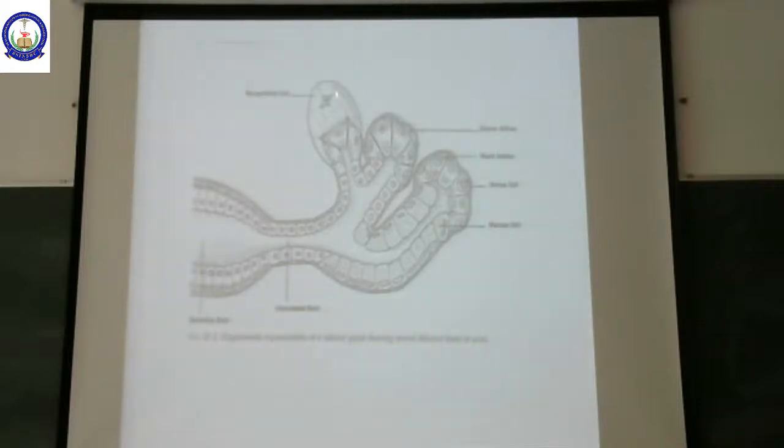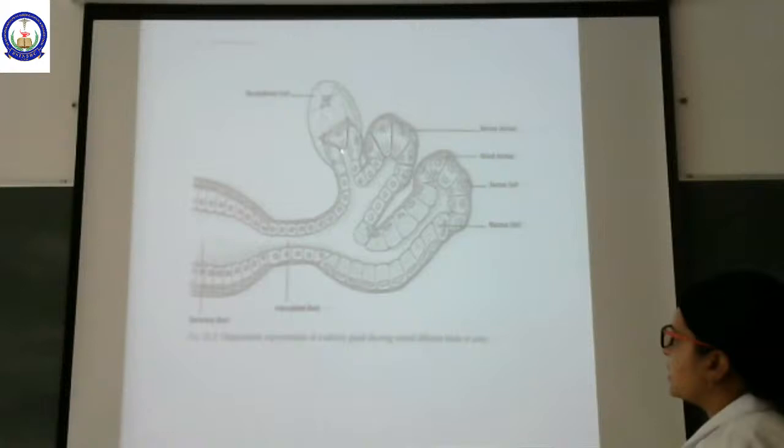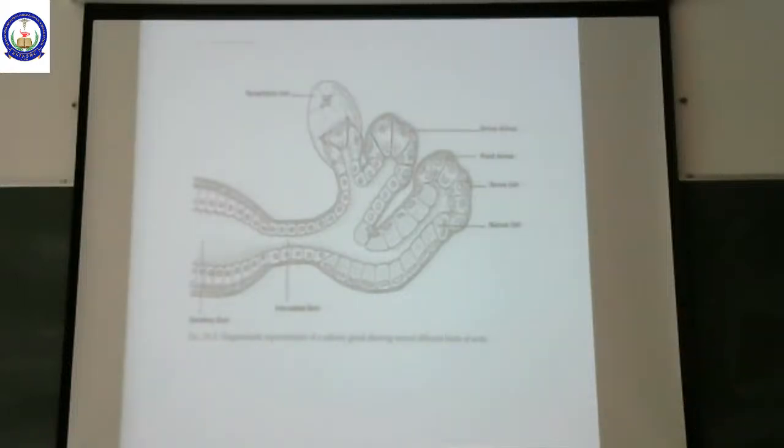And these are the myoepithelial cells which are present at the base of the acini. They are contractile in nature. So when they contract, they will push the secretions of these cells into the ductules. These are the ductules which finally join to form the major duct, and finally it will be released into the oral cavity.